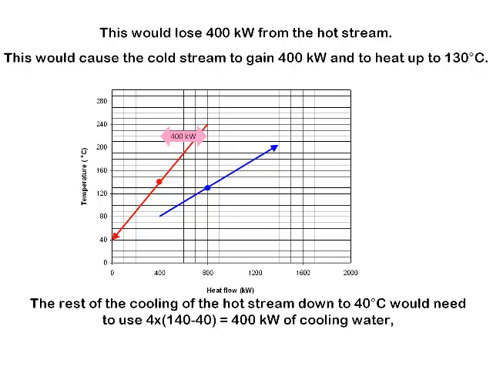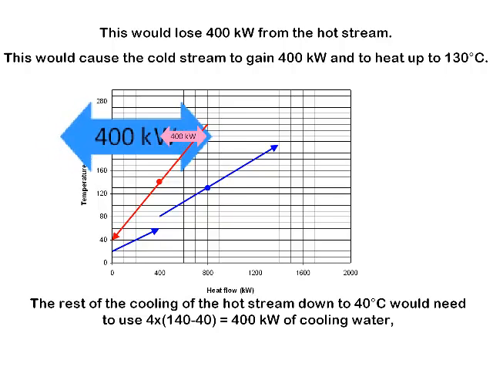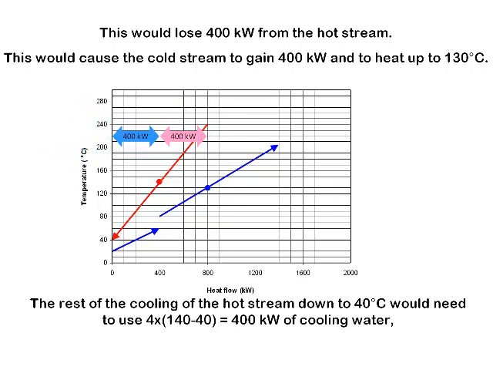Now the rest of the cooling of the hot stream down to 40 degrees, we'll need to use cooling water for that. We've still got 400 kilowatts of heat that need to be removed from our hot stream. And again, we're going to use our cooling water entering at 20 and coming out at 60 degrees C, and that will take away the remaining 400 kilowatts. We remember at the start, we said our hot stream had to lose 800 kilowatts. Okay, we've now lost 400 of that into the cold stream, and we're losing the remaining 400 using cooling water.